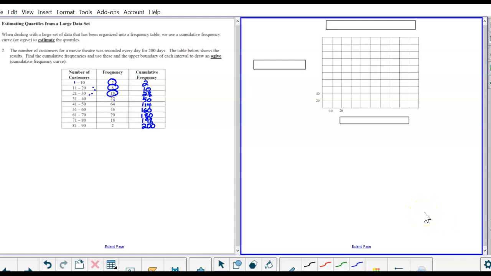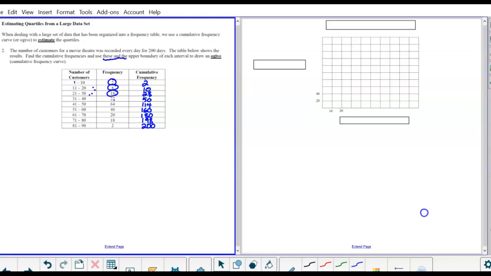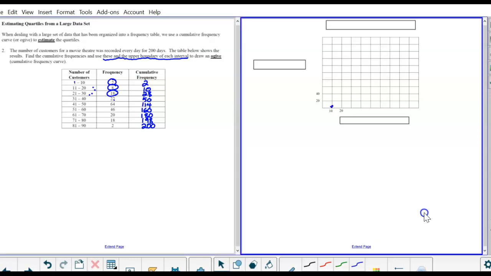Okay, so now we want to prepare one. Notice how the scale has already started for you. And what it said is to use these cumulative frequency and the upper boundary to draw one. So we have to plot. That means at 10 for x, we have to plot 2 for the frequency. At 20, we have to plot 10 for the frequency. And then obviously here, this would be 30, 40, 50.